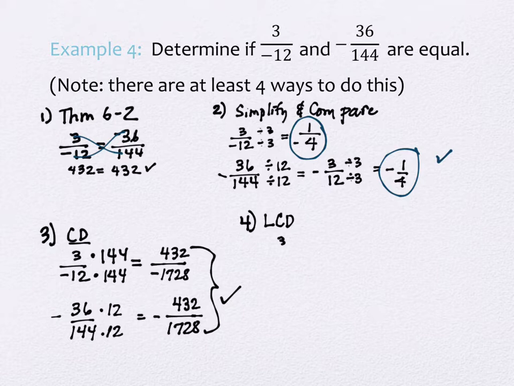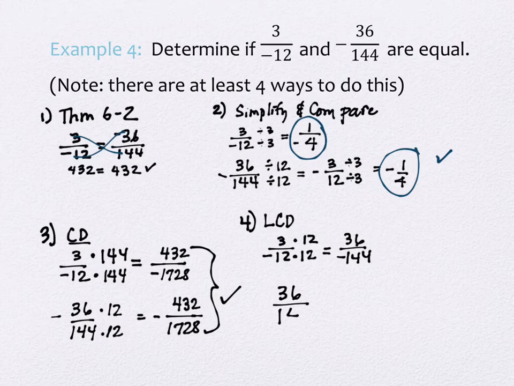So if I take my 3 over negative 12, and I multiply this by 12, top and bottom, I get 36 over negative 144. And then on the other one, it's already 36 over 144 with the negative in front, because it already had the same denominator as that. Then these two being equal makes the fractions equal.